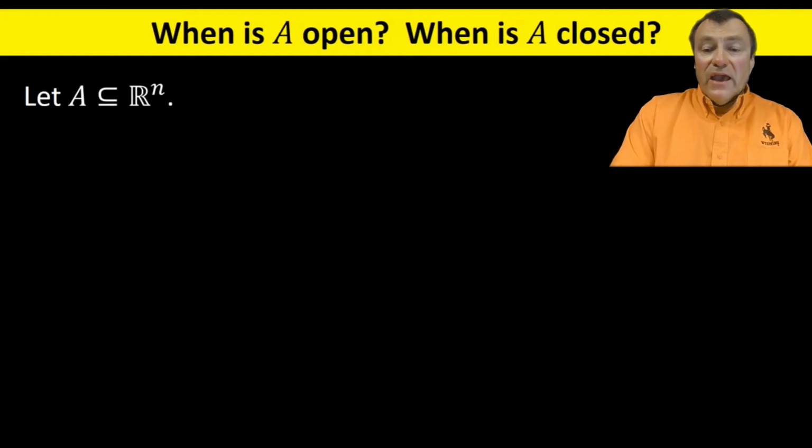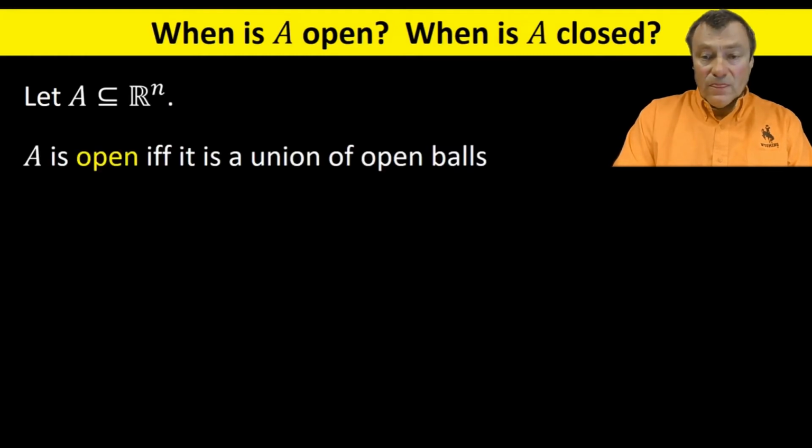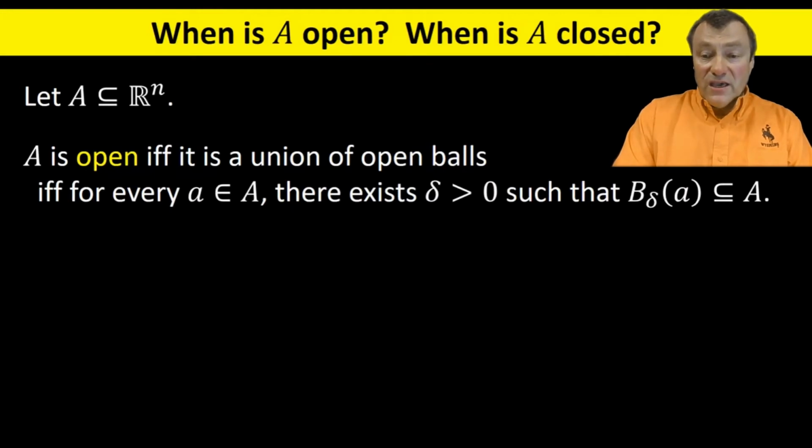Now, let A be any set of points in Rn. Let's go over how you test whether or not the set A is open, and also whether or not the set A is closed. On the one hand, A is open if and only if it's a union of some collection of open balls. This is equivalent to saying that every point of A is the center of some open ball contained in A.